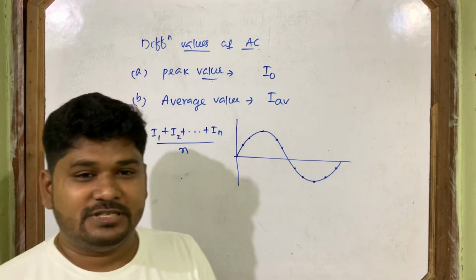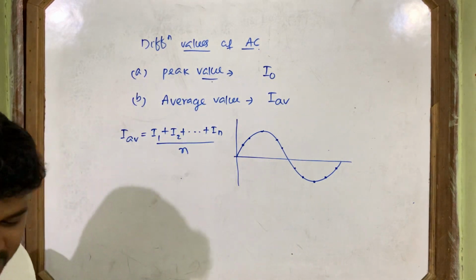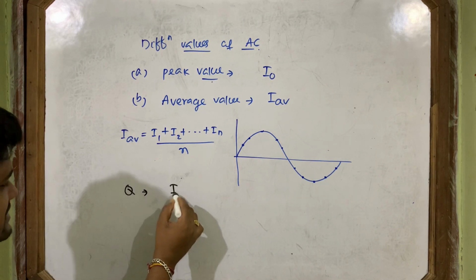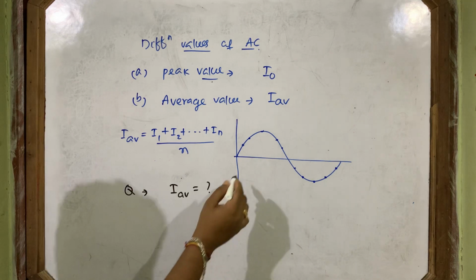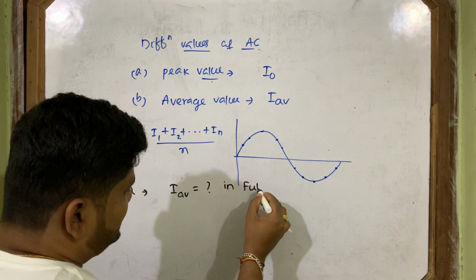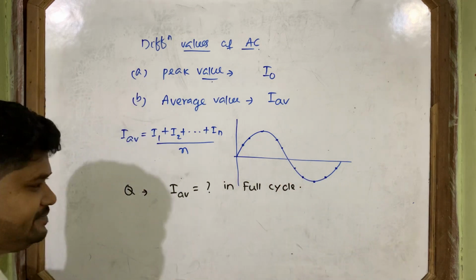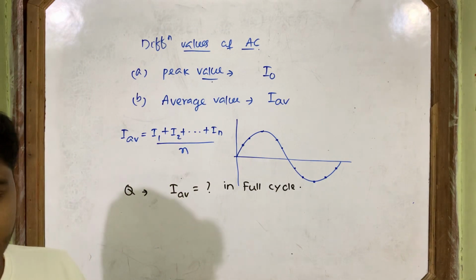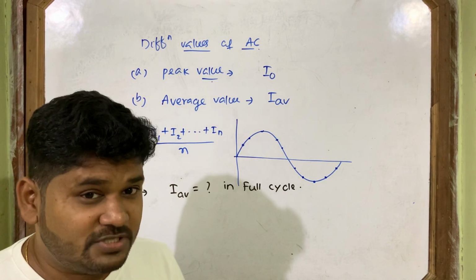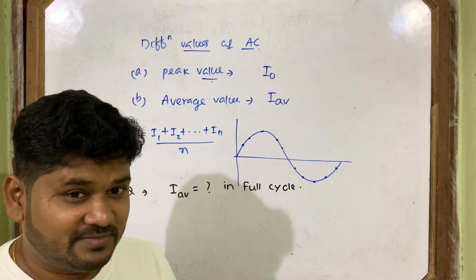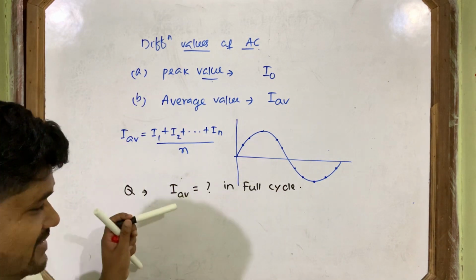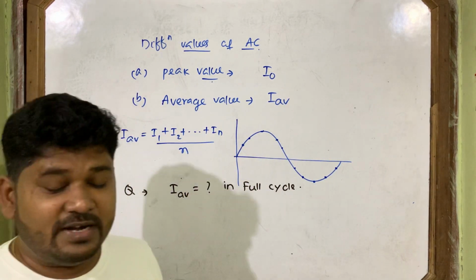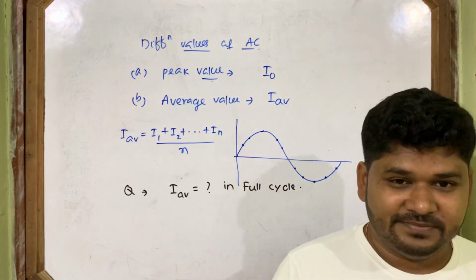If I ask you one very important question here: what is the average value of alternating current in a full cycle? In a full cycle, what is the average value of alternating current? What will be your answer? Pause the video here and think about the answer. What answer did you get?